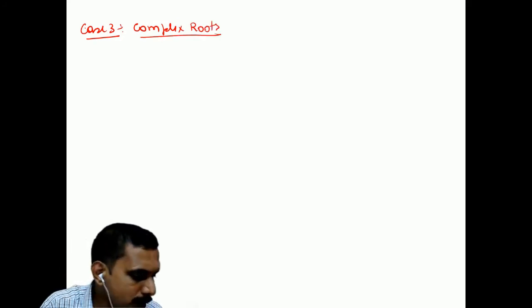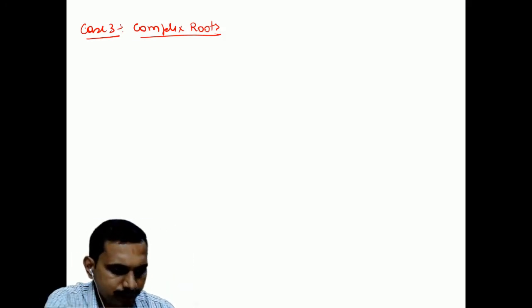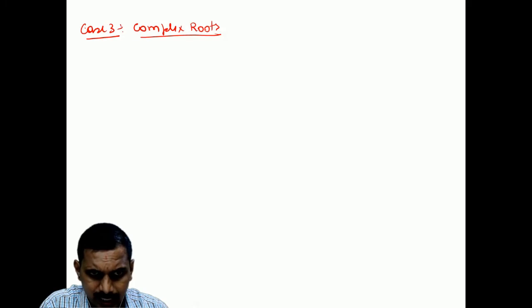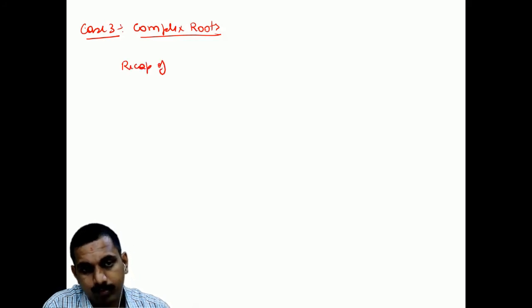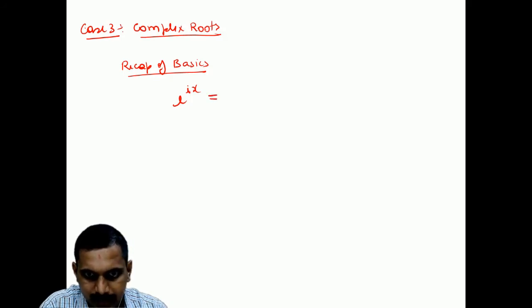Case 3, complex roots. So if you have complex root, how does it come? We know that first of all, let us understand this. Before going, let us say some basics. Recap of basics. So if I have e power ix, we know e power ix can be written as cos x plus i sin x, correct?